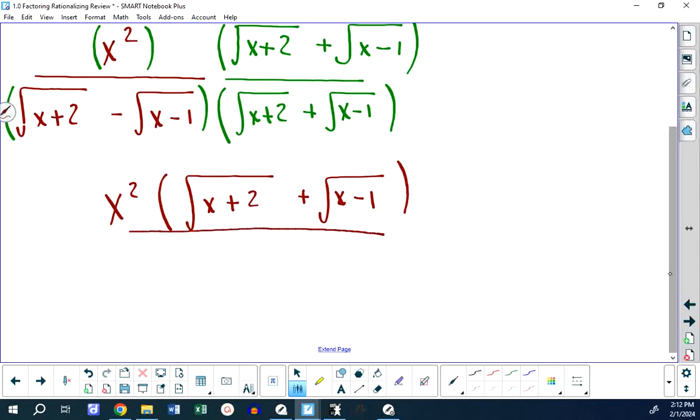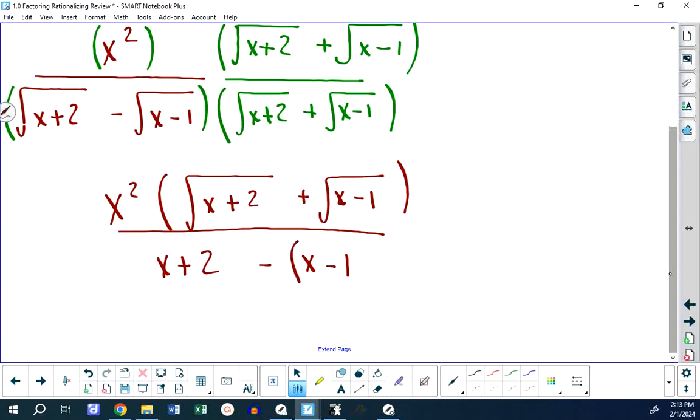This is over. Again, I'm going to FOIL this binomial times its conjugate. When I take the first, which is root x plus 2 times root x plus 2, I get x plus 2. Minus, when I do root x minus 1 times root x minus 1, I get x minus 1. Is everybody fine with that? I hope there's not a single person in the room that is fine with that, because you need brackets around the x minus 1.